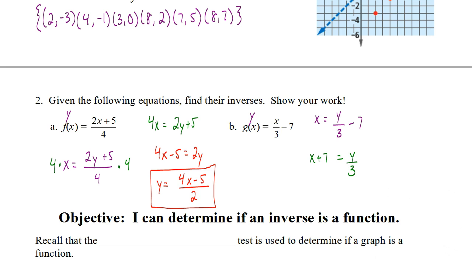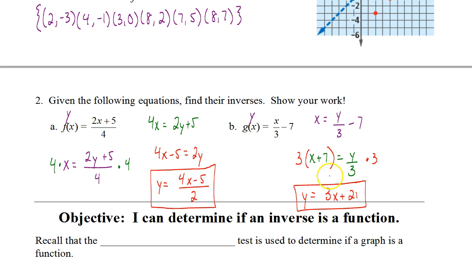And then finally, to get y by itself, and this is where you've got to be careful, we are going to multiply both sides by 3. But when you multiply the left side by 3, please make sure that you multiply the entire quantity of x plus 7 times 3. Don't just multiply the x. Everything on the left gets multiplied by 3. So then that gives you an answer of 3x plus 21 would be your inverse to the original function.